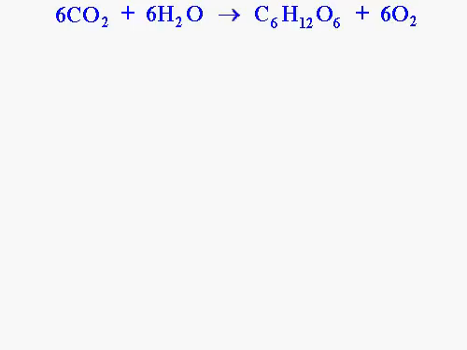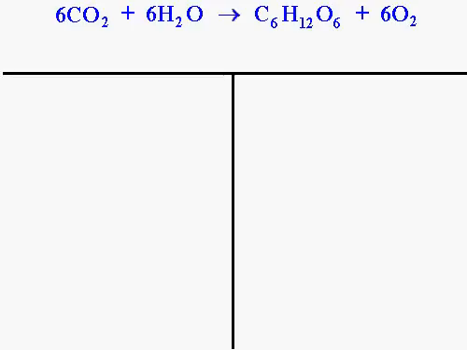This is another example where we're trying to determine whether or not an equation is balanced. Here's the equation. 6CO2 plus 6H2O make C6H12O6 and 6O2. Now once again, we'll split the screen in half. The left side of the screen will represent all of the atoms on the reactant side of the equation. The right side of the screen will represent all of the atoms on the product side of the equation.